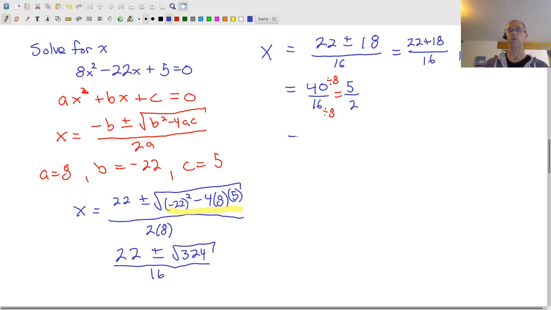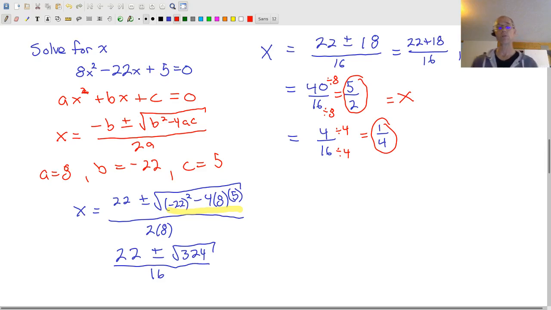All right, the other one is 22 minus 18, which is 4 over 16. And then 4 goes into both of these, so I'll divide 4 into the top and 4 into the bottom. And that gives me 1/4. So I think I have two answers here. Let's circle them. I think this is one of them there, and I think that's the other one there for x. Next we have to check to make sure it's true, and sometimes checking's a bit more work, but calculators are pretty nice.